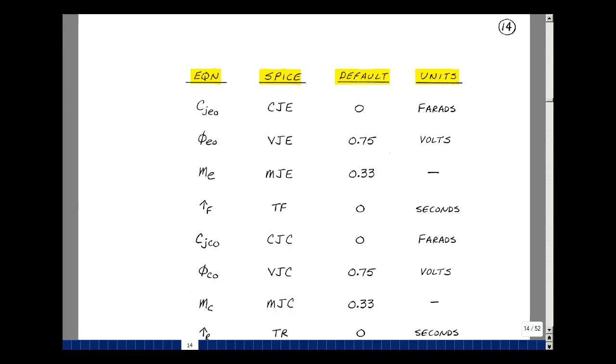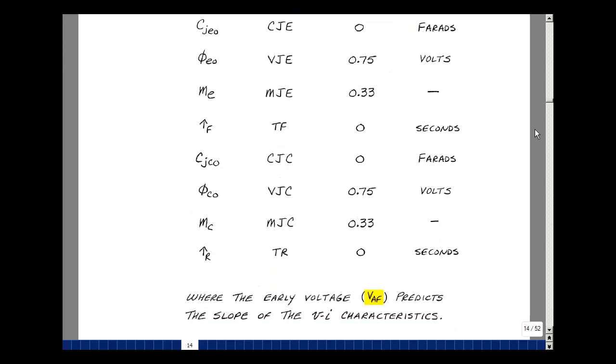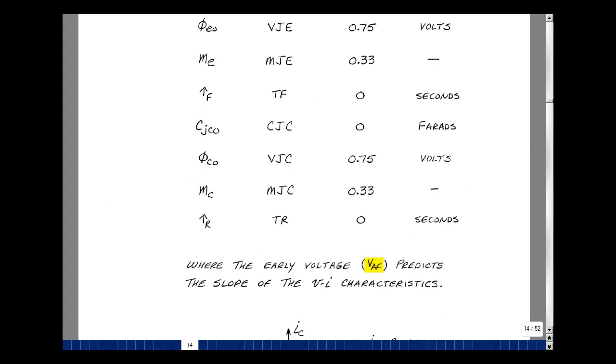Do the same thing for our base collector diode. So we have a CJC, VJC, and MJC, same default values. And lastly, tau sub R is TR with a default value of 0.